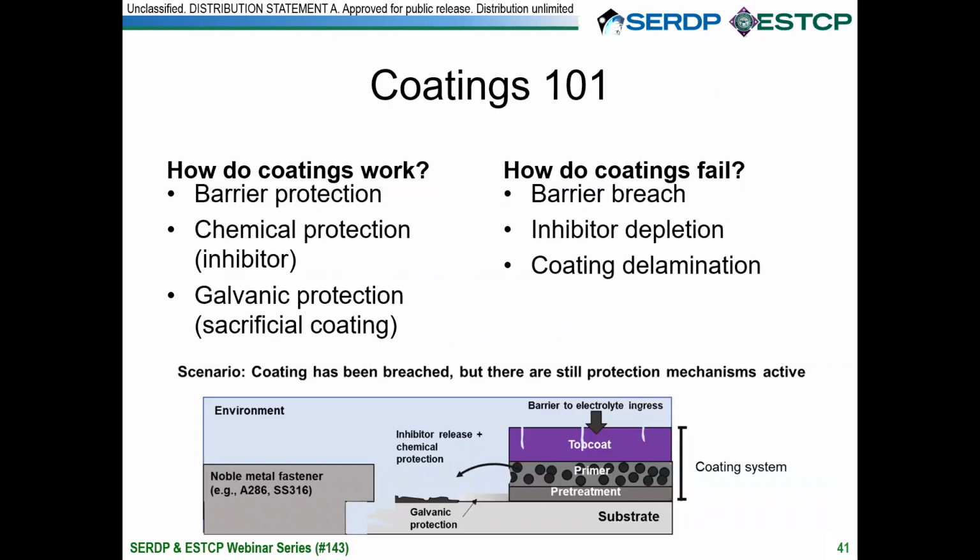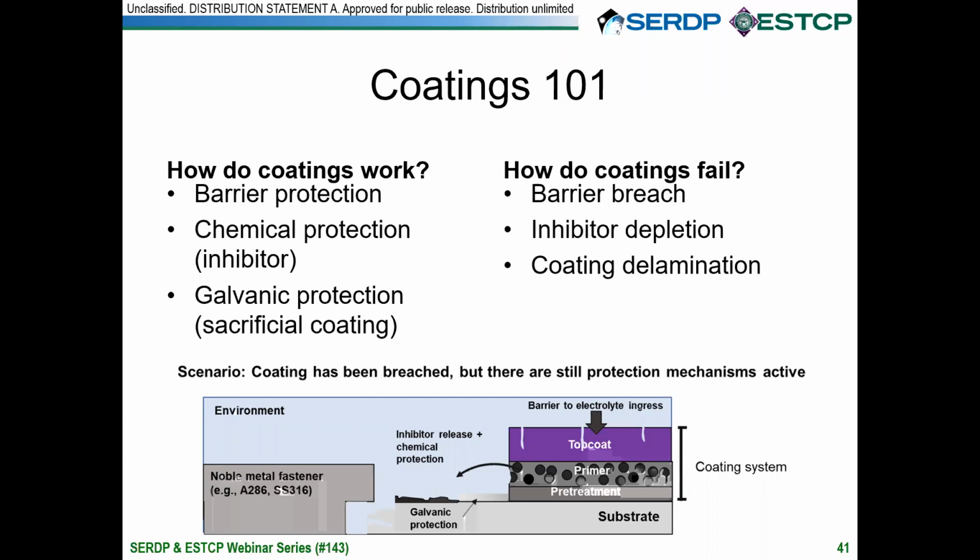There's primarily three ways by which a coating protects a substrate or base material. First, it can act as a physical barrier by preventing water and corrosive ions from reaching the surface. Second, it can have chemical protection, which we often call an inhibitor. These inhibitors are contained within the coating and are released to protect against ion ingress. Lastly, it can contain a galvanic or sacrificial coating. These coatings have metallic components which will preferentially corrode instead of the substrate. A coating system or stack-up can contain all or some of these.